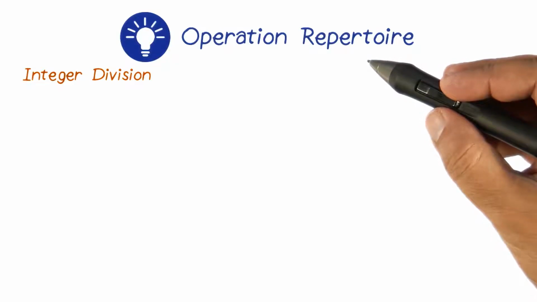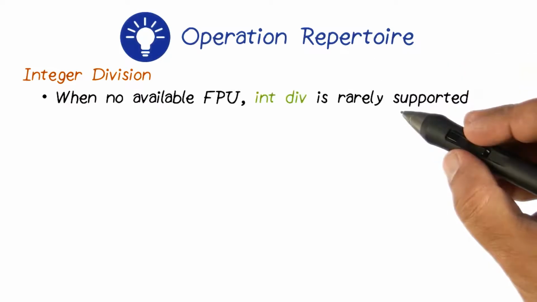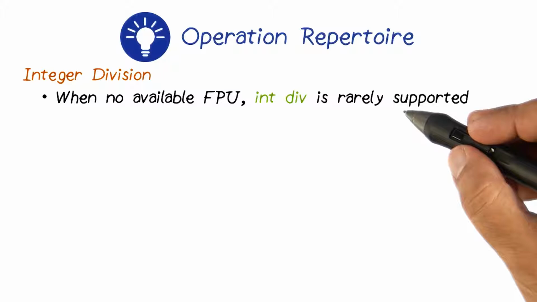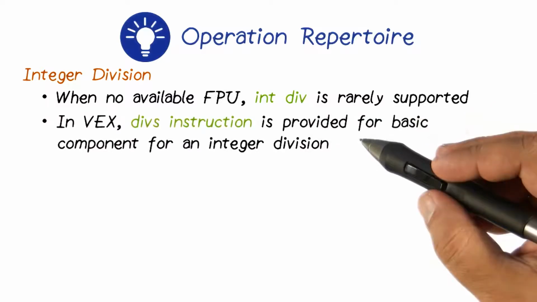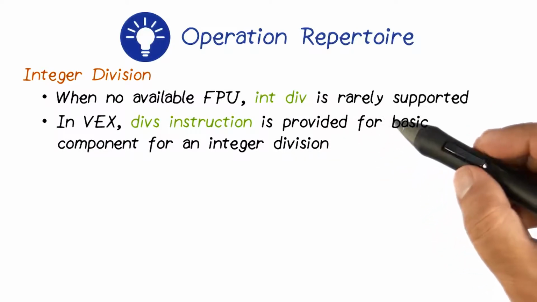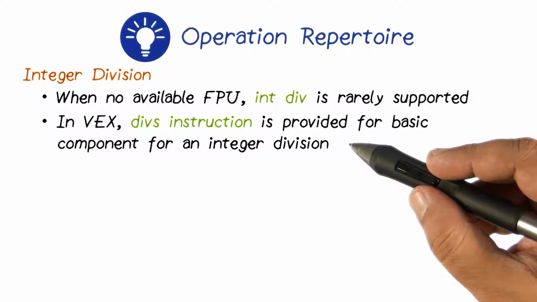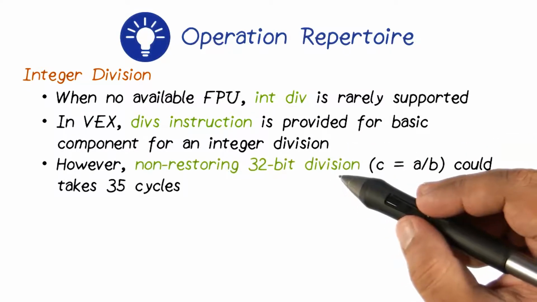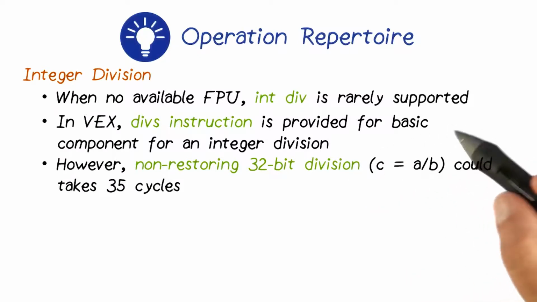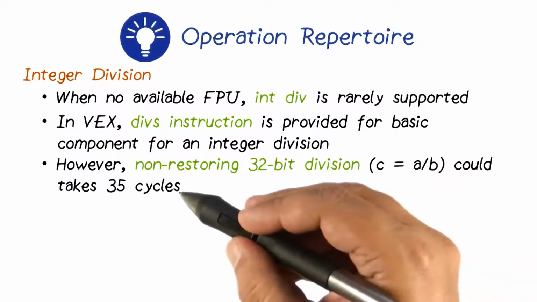So what happens to integer division? How do we support it? As you can imagine, when we divide an integer by the other, the result may be an integer or it could be a floating point number. And so in order to completely support the integer division, we'll need a floating point unit. Now in the embedded world, if there is no support for FPU, full integer division is rarely supported. For example, in VEX, the div-s instruction is provided for a basic component of an integer division. This could result in loss of precision. A 32-bit non-restoring division could be very expensive and could take as high as 35 cycles.